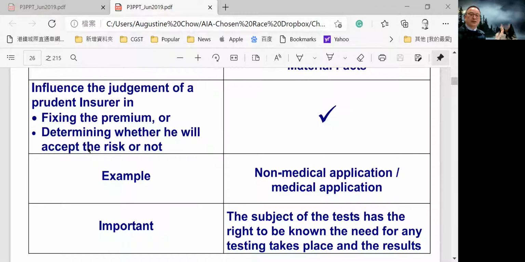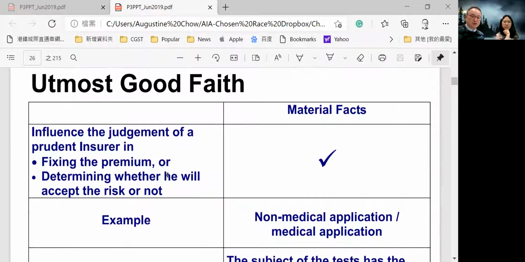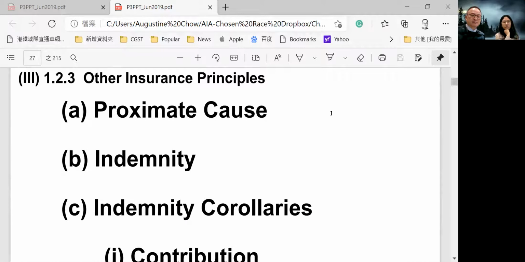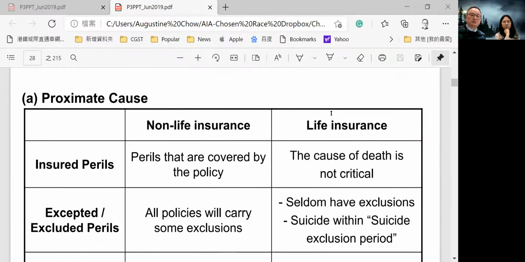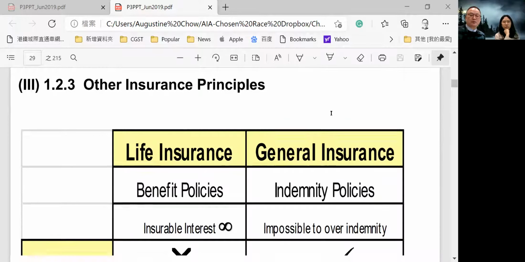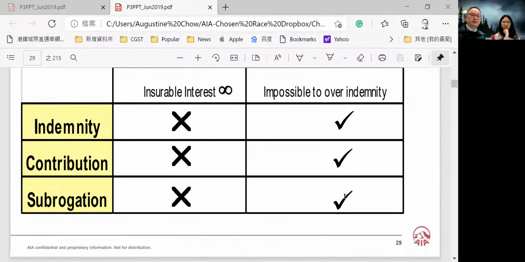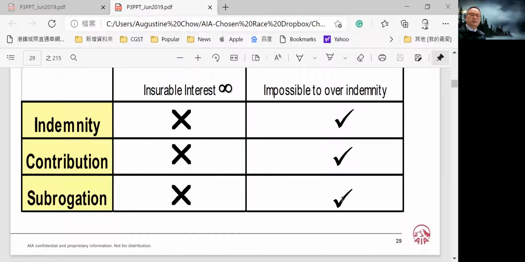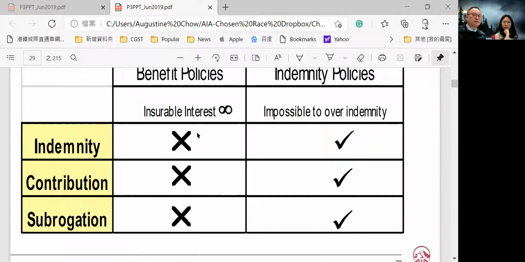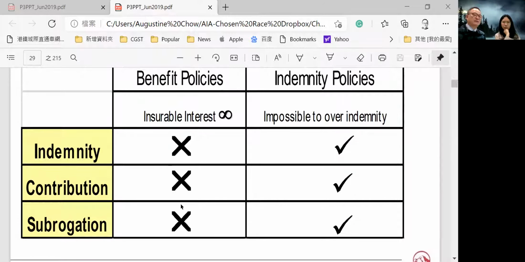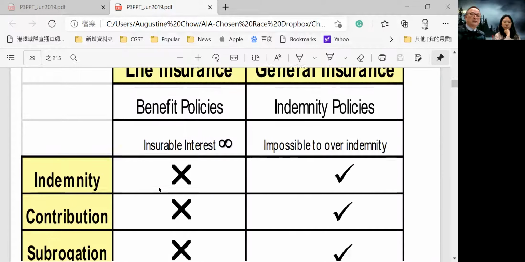Okay, insurable interest, just remember this word, material facts. Then this principle will apply. In general insurance, we have everything: indemnity, contribution, and subrogation. But in life policy, we don't have that. You cannot subrogate your life policy. You cannot contribute. Okay, the benefit.